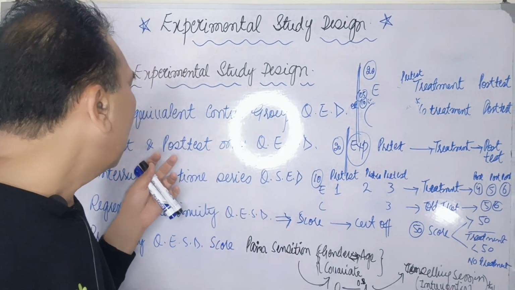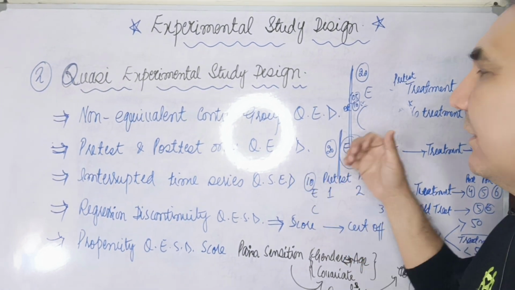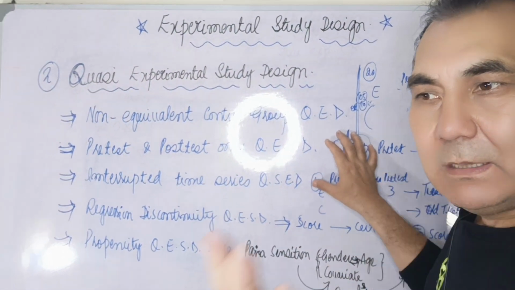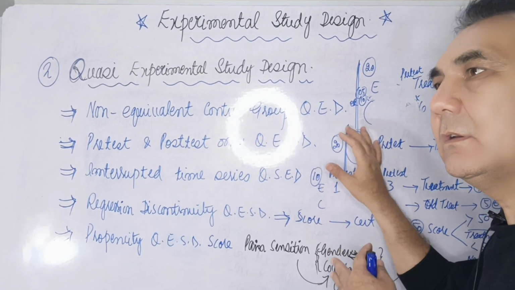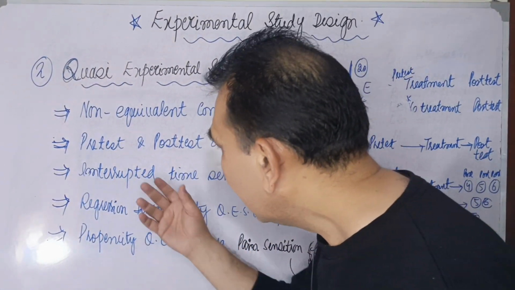The second type is the pre-test and post-test only quasi-experimental study design, in which the researcher takes only the experimental group and conducts the pre-test, then gives the treatment, and after the treatment he takes the post-test and compares the pre-test and post-test results.